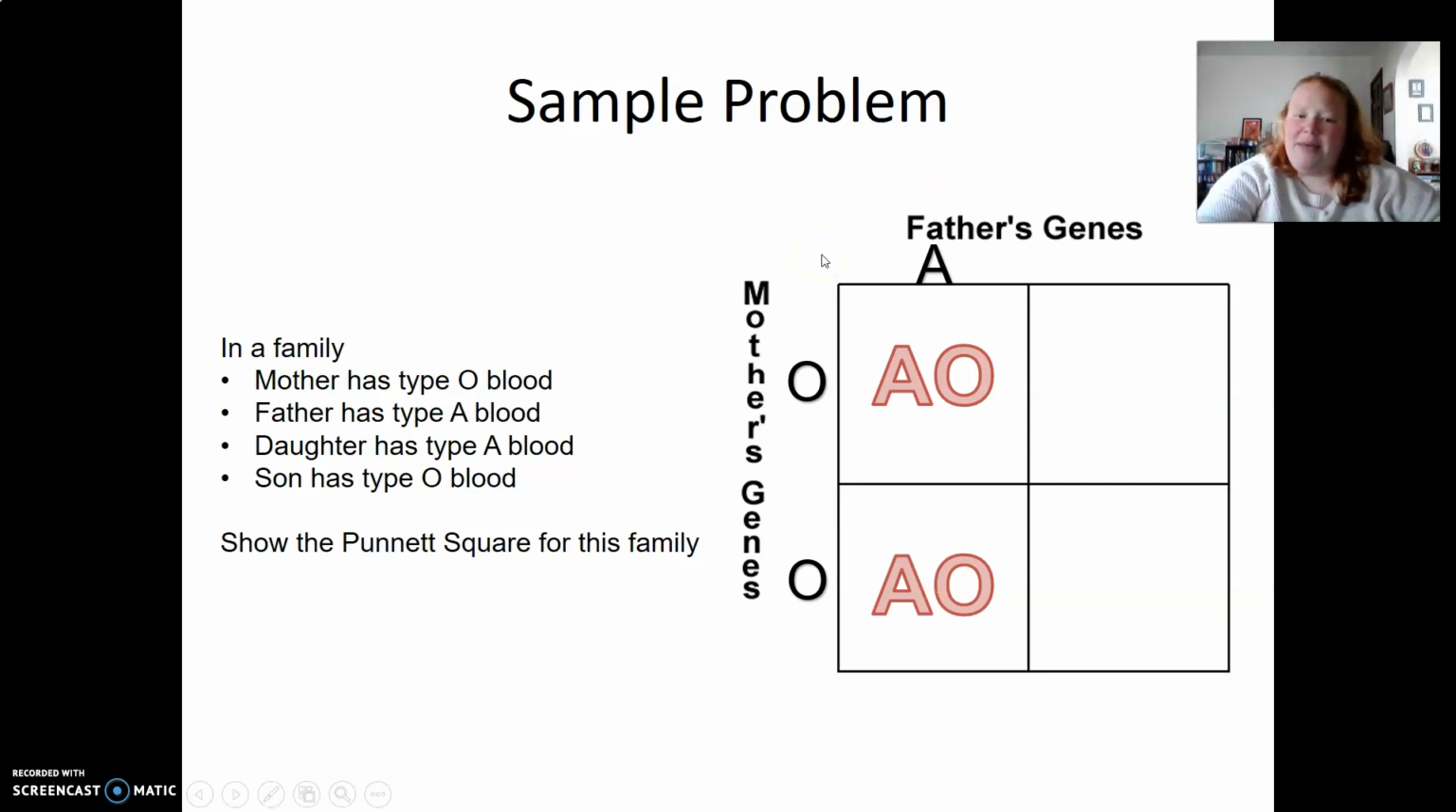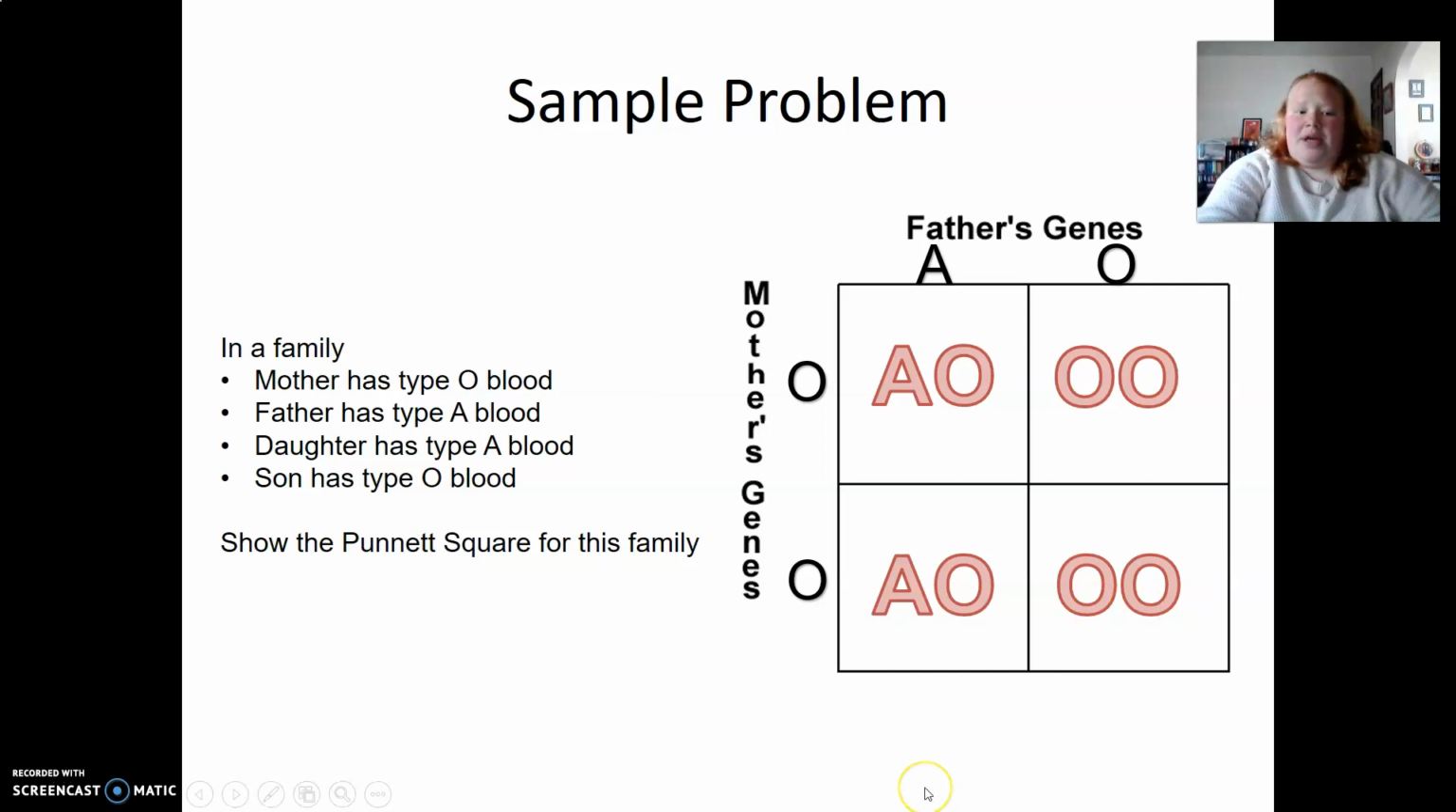But the son has type O blood. So if the father had AA, 100% of these progeny would have type A blood. But the father must have an O because the son has type O blood. So if the father has an O, you can cross and end up with 50% also having O blood. Okay? If you have a hard time with Punnett squares, email me, come to my office hours, we can work through them.